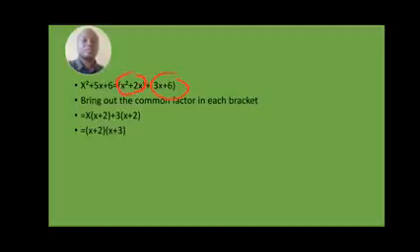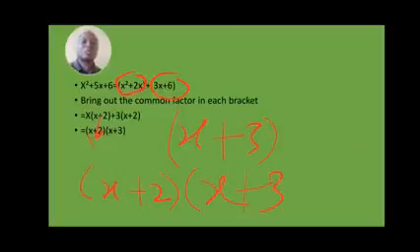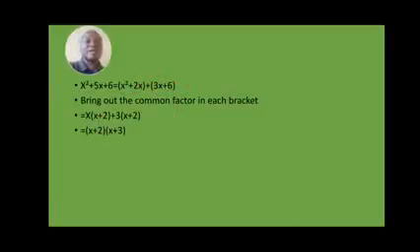The first bracket must be the same as the second bracket. Now that you have done that, you pick one of them in the bracket, then bring the x and the plus 3 together, and that gives you x plus 2 and x plus 3 as our answer. You can see that we have factorized the expression very well.